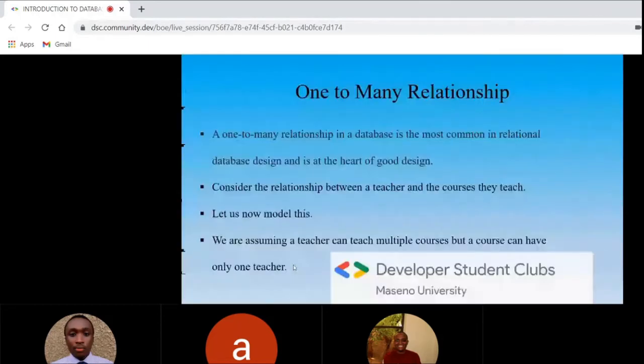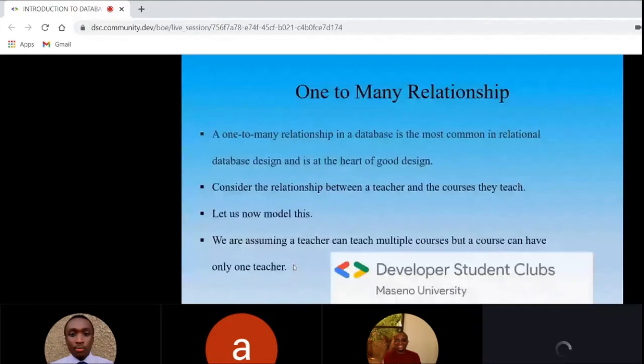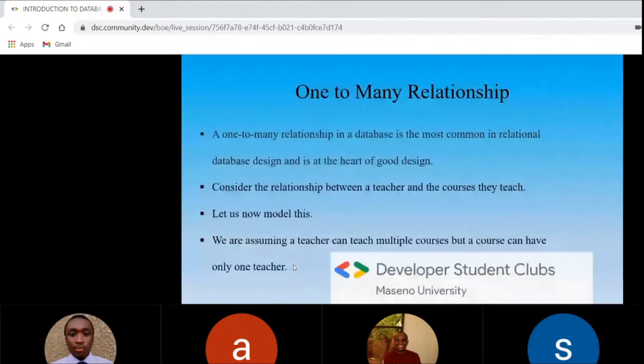Okay, we are still on the one-to-many relationships. So we are saying a one-to-many relationship is the most common in relational databases, as I said earlier, and it is at the heart of a good design. So consider the relationship between a teacher and the courses they teach. Let us now model this. You're assuming a teacher can teach multiple courses, but a course can have only one teacher.